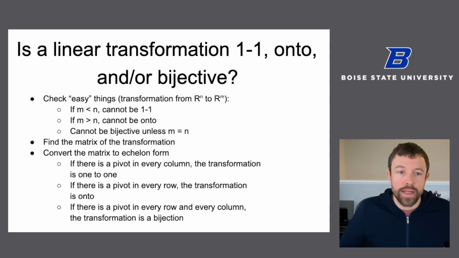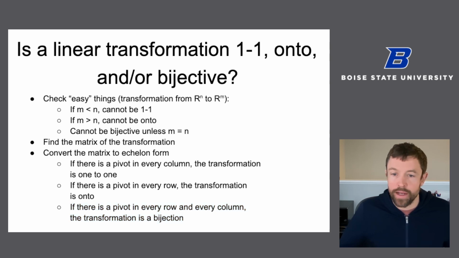And so once we get there, we have to find the matrix of the linear transformation if we don't already have it. We have to convert this to echelon form. That could be reduced row echelon form, but it's not necessary or helpful. And then we check where the pivots are. If there's a pivot in every column, we have a one-to-one transformation. If there's a pivot in every row, the transformation is onto. And if we have a pivot in every row and every column, the transformation is a bijection.